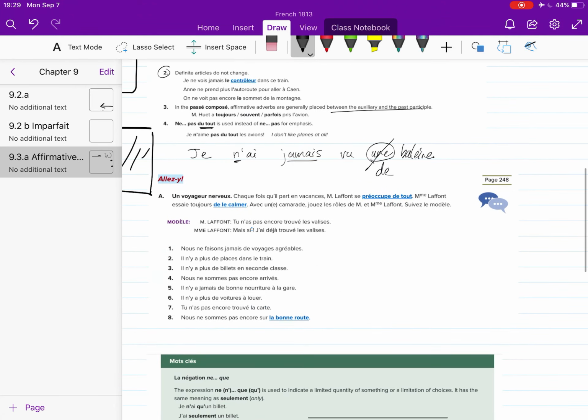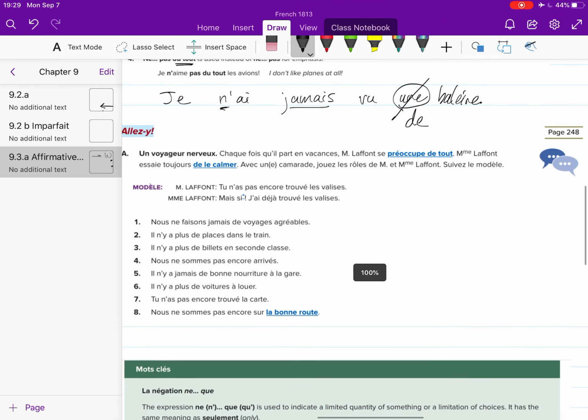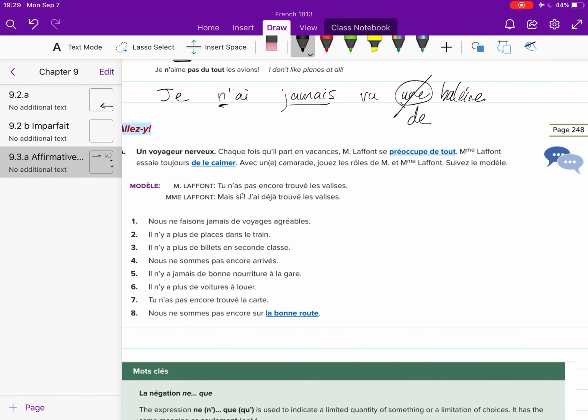Okay, so what I'm going to have you guys do is this first exercise on page 248. Un voyageur nerveux. Chaque fois qu'il part en vacances, Monsieur Lafont se préoccupe de tout. Madame Lafont essaie toujours de le calmer. Avec un camarade, jouez les rôles de Monsieur et Madame Lafont. Suivez le modèle.